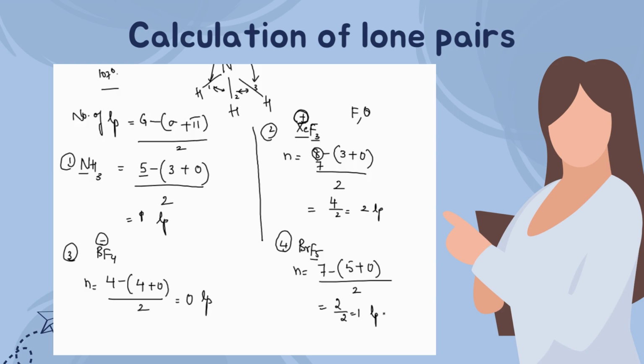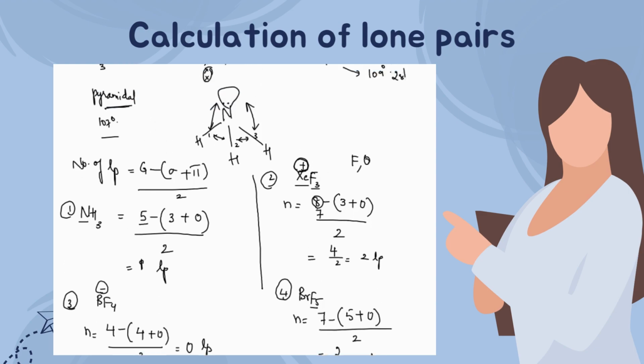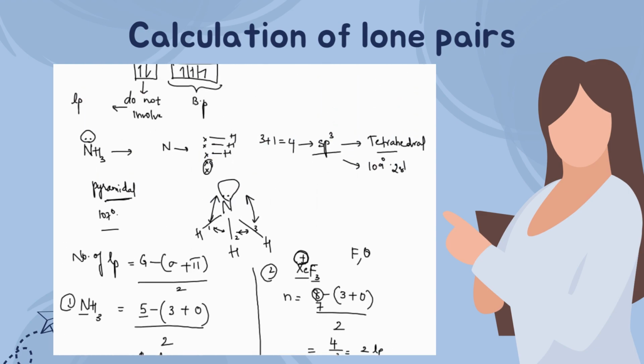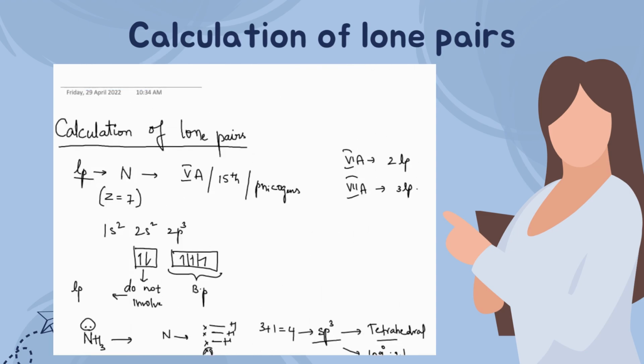So the number of lone pairs cannot be fixed in every molecule. It varies according to the number of bonds the central atom is undergoing. So this is a simple method to find out the lone pairs in the case of inorganic molecules.